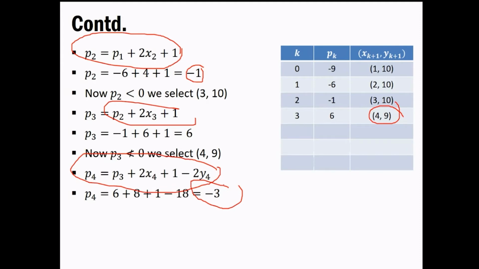So based on the decision parameter, again you have to go with the algorithm and the flow. What it says is if it is less than 0, then again you have to increment the x value and keep the y value as it is. The same thing has been followed over here, and that is what we have kept in the table. At each iteration you also have to check whether x is getting equal to y or not. If it is equal to y, then you simply stop there.